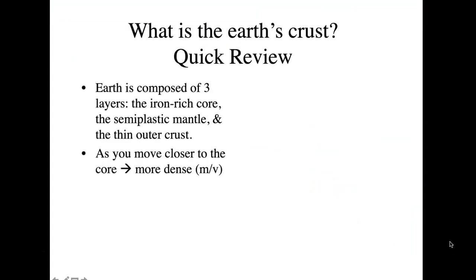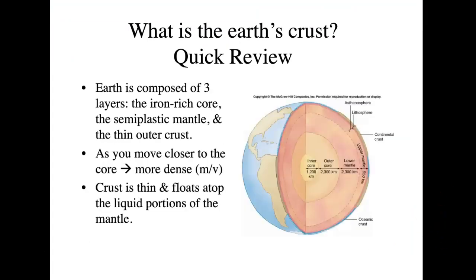So real quick, again, a review: what is the Earth's crust? Remember that the Earth is composed of three layers. We've got the core, this iron-rich core, super dense. And then we have the semi-plastic mantle, a little less dense, and more liquid. And then this thin outer crust. As you move closer to the core, you get more and more dense. As you move farther out, less and less dense. So the crust is this less dense, thin layer that basically floats atop the semi-liquid portions of the mantle below it.